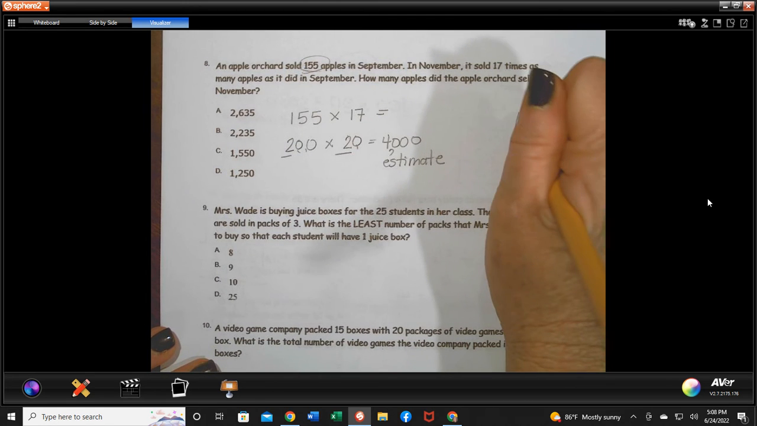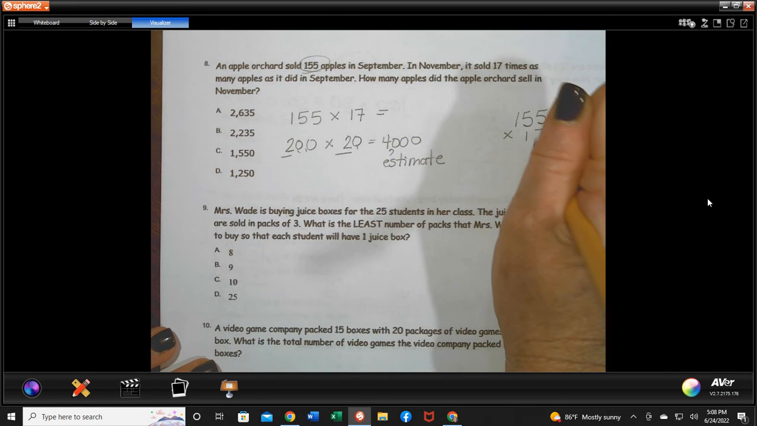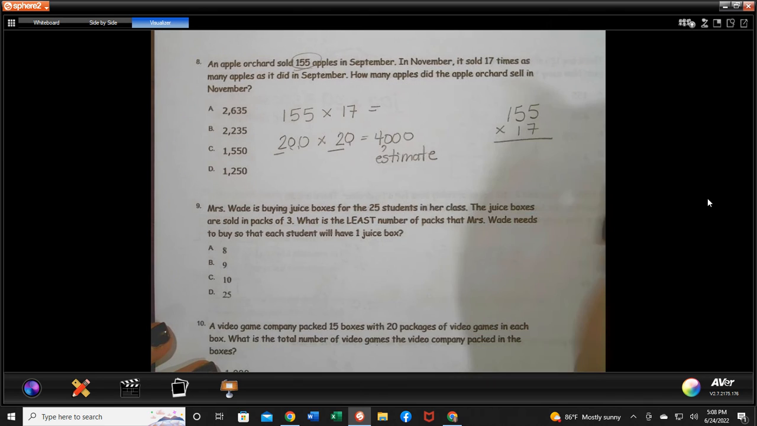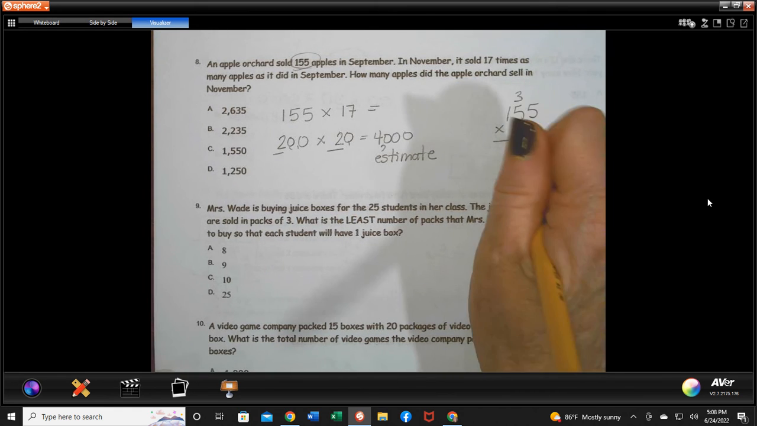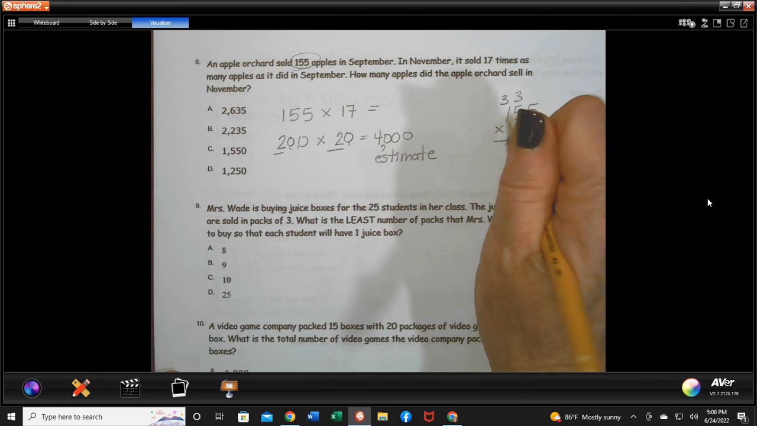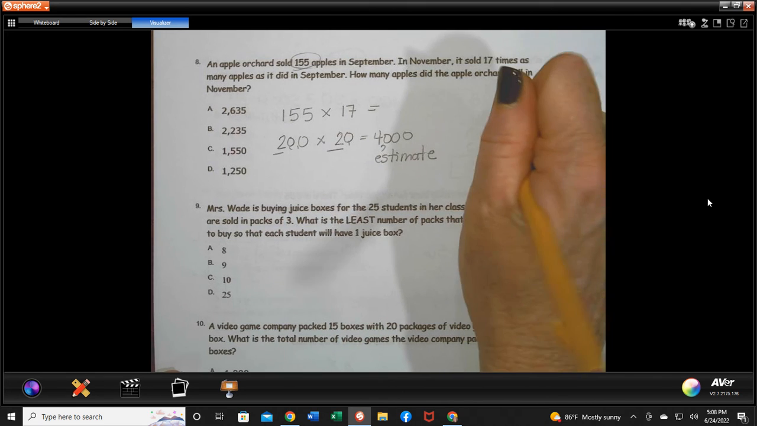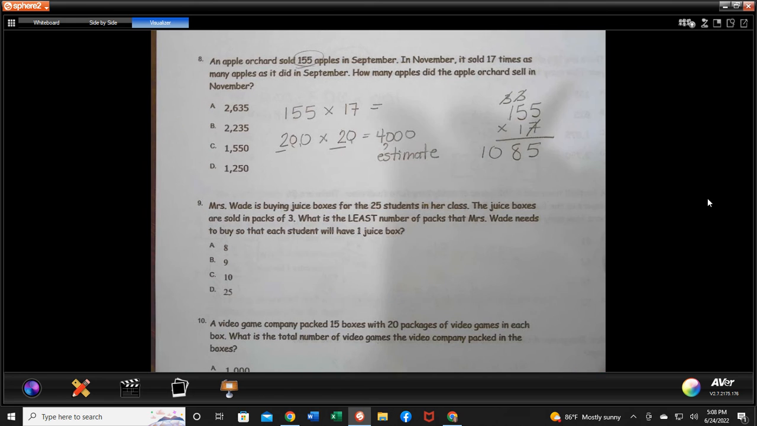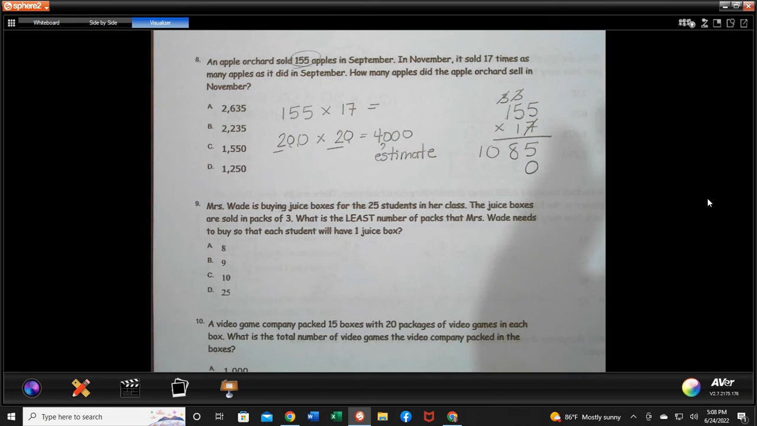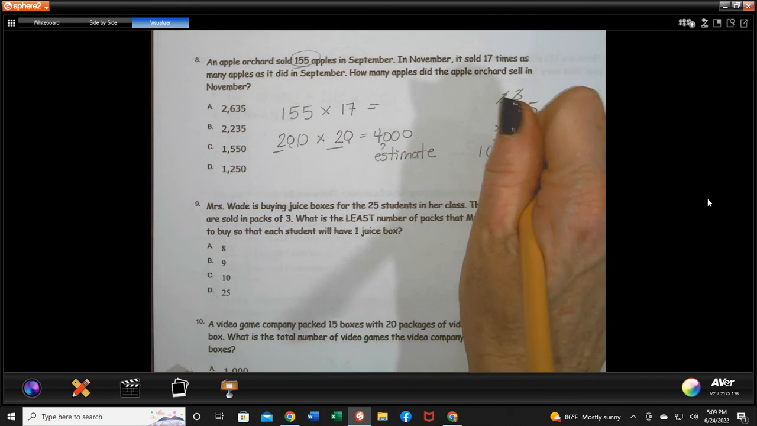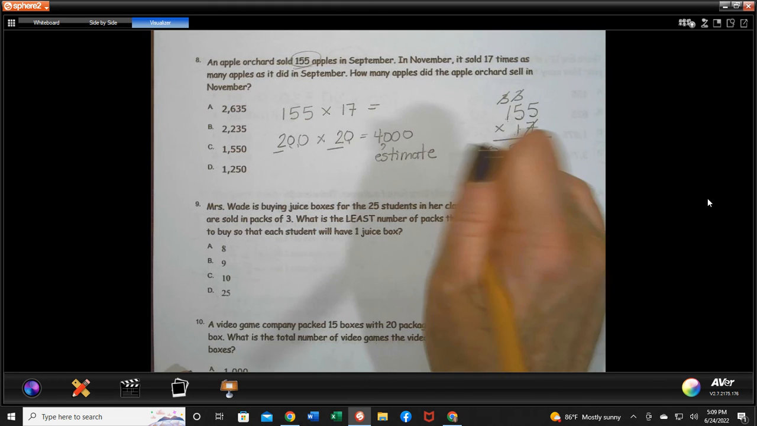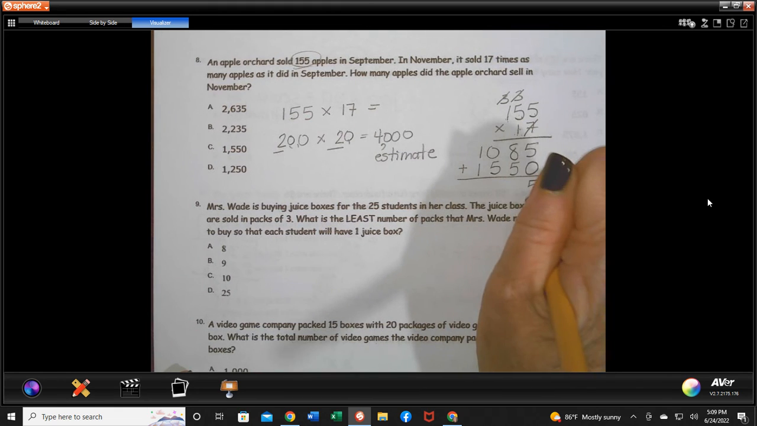So I'm going to do my work here. 155 times 17. Starting with multiplying by the 7 in my multiplier. 7 times 5 is 35. Regroup. 7 times 5 is 35, plus the 3 I regrouped is 38. 7 times 1 is 7, plus the 3 is 10. I'm done multiplying by the 7. I'm going to move over and multiply by the 10, but since I'm just going to be multiplying shortcut by 1, I go ahead and put down that place value holder. 1 times 5 is 5. 1 times 5 is 5. And 1 times 1 is 1. I add those partial products together.